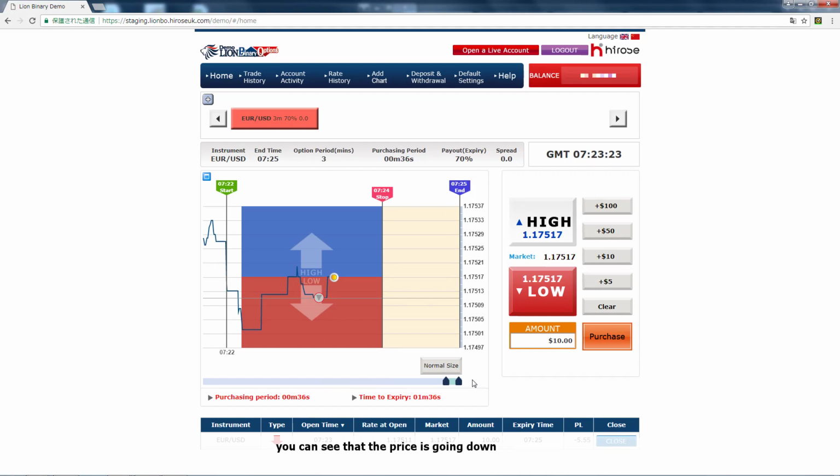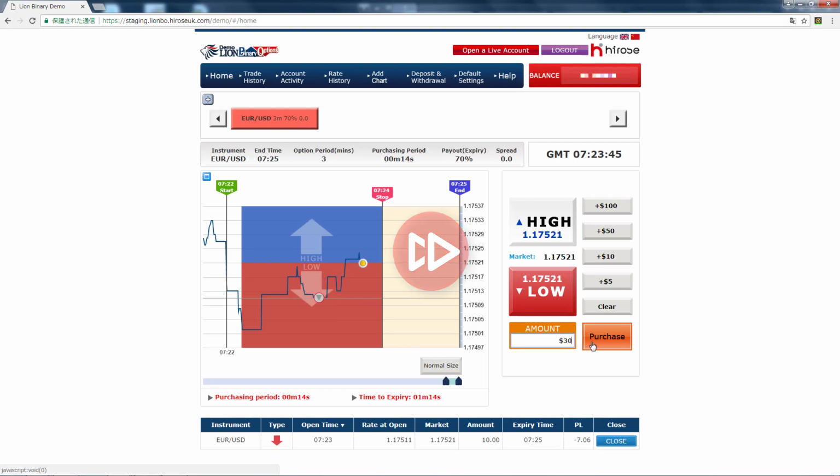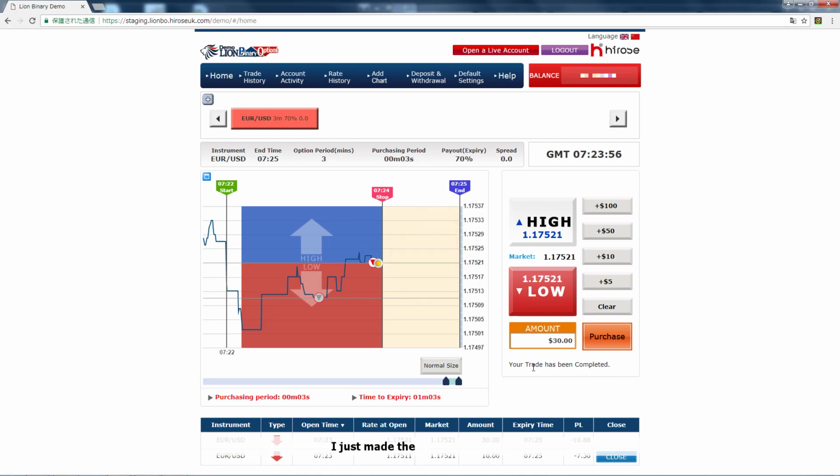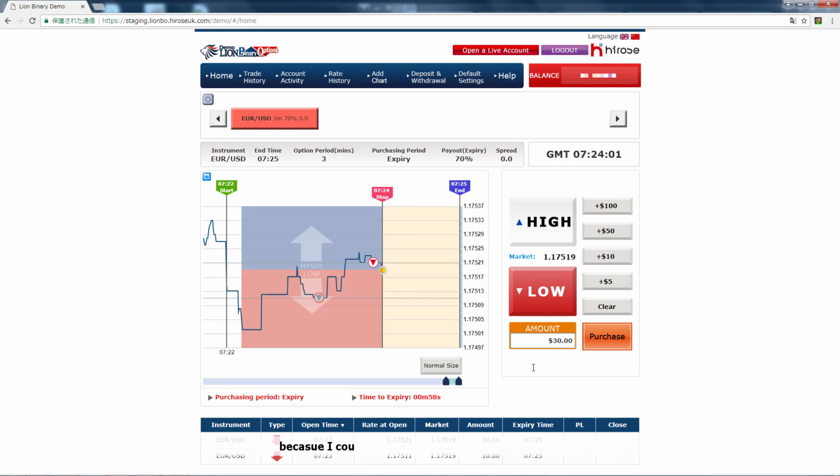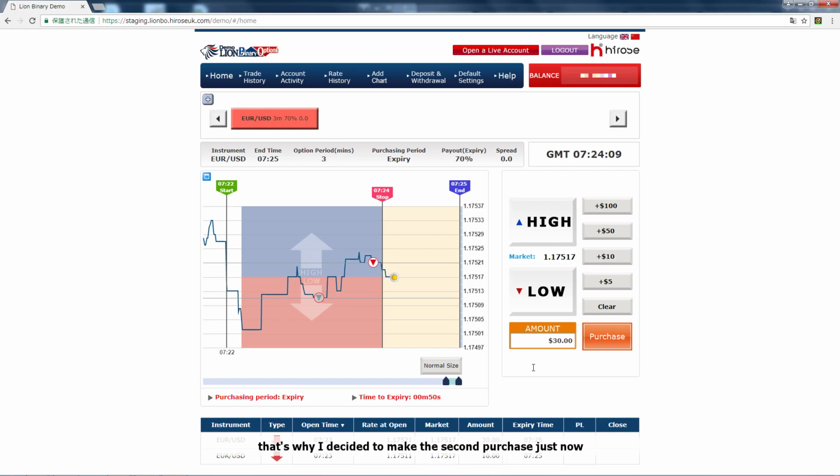Well, you can see here that the market is going down overall. So I believe that the price is gonna go down here. Well, I just made the second purchase with the triple amount of the first purchase, because I could see that the price was going against me, so that's why I decided to make the second purchase just now. So now let's wait and see the result.